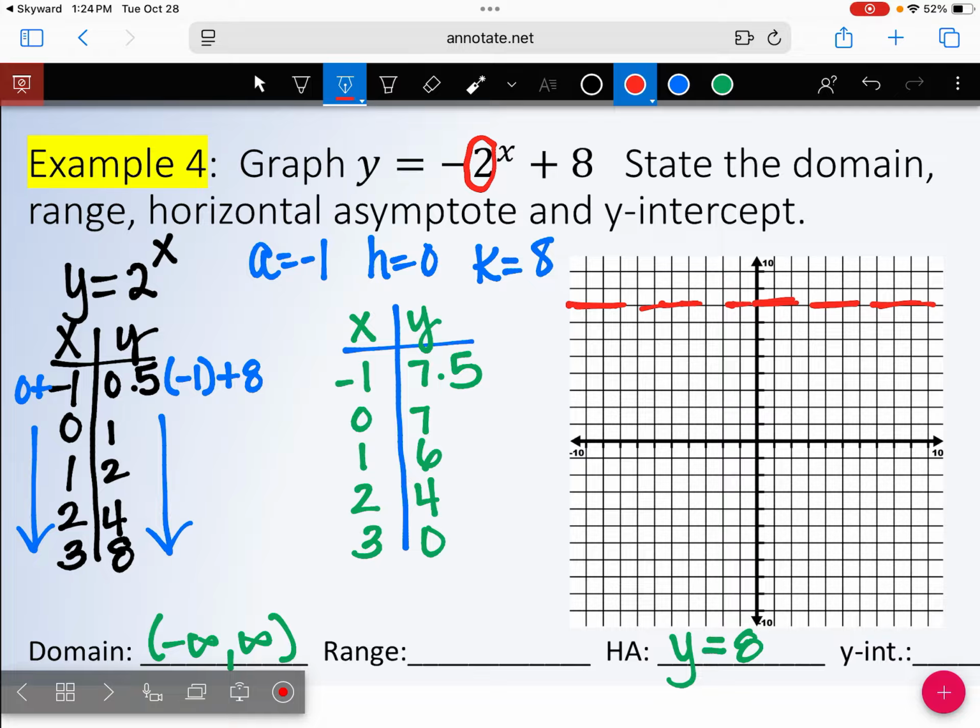Okay, so now I'm going to go ahead and graph this out. So at the -1, I'm right under the asymptote. And then I have my y-intercept, 0, 7. And then 1 is up 6. And then 2, we go up 4. And then 3. Okay, wait, I skipped something. 2, we go up 4. And then 3, 0.